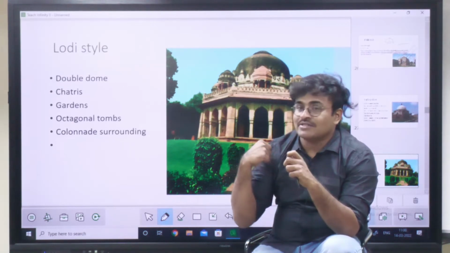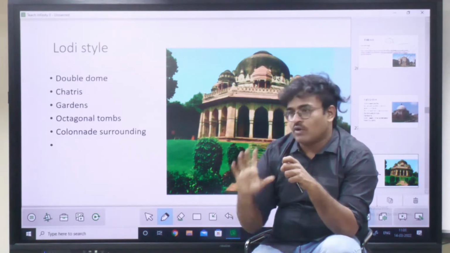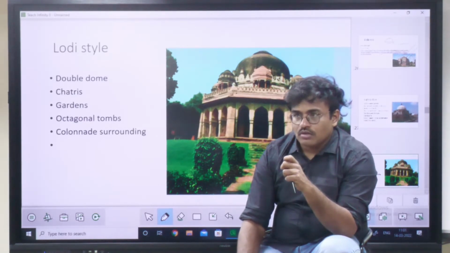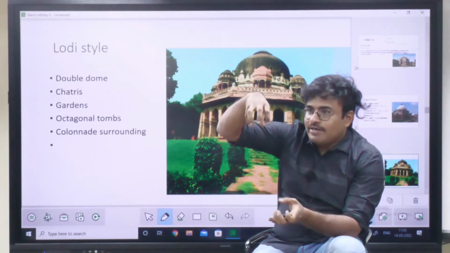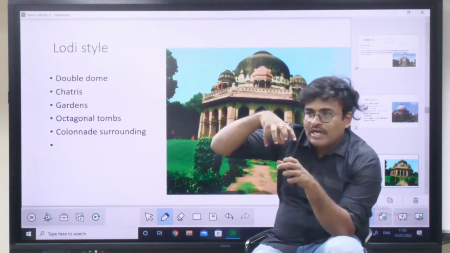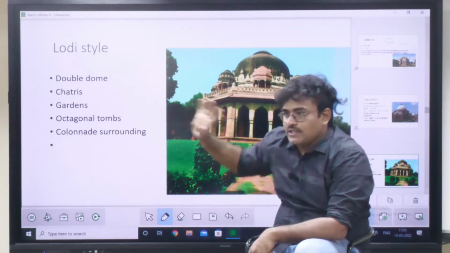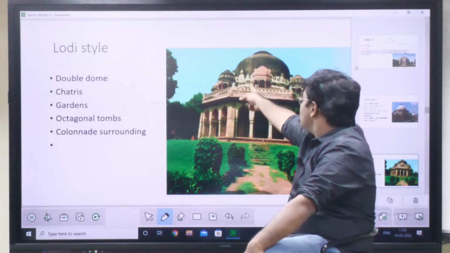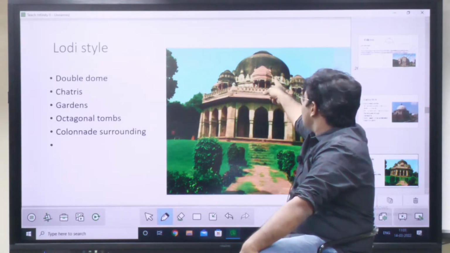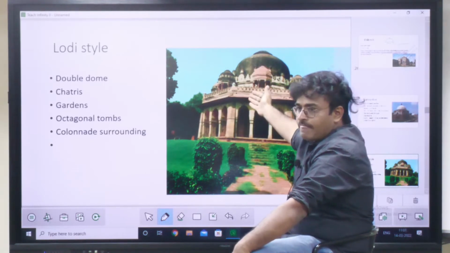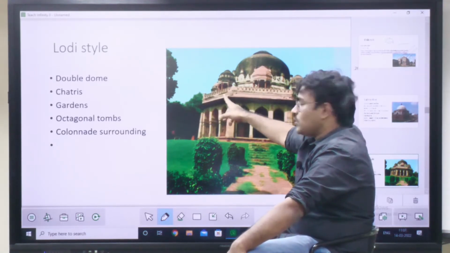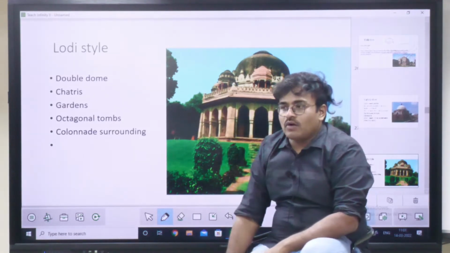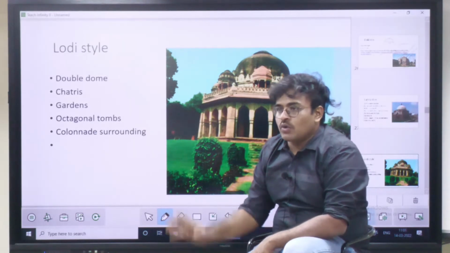And along with that, they are the ones who first used the Chhatri as a concept. Chhatri, you know? What is Chhatri? Kiosk. On top there will be a dome, on the bottom there will be pillars. Then it is known as a kiosk or Chhatri. So that was also started by these people. You can see these Chhatris being used. Pillar plus domical structure. Then the center dome is also becoming larger by the time. A double dome structure. Chhatris they used. Garden enclosures, octagonal tombs, and colonnaded surroundings. All of these things were the new innovations which were brought by the Lodis into India.